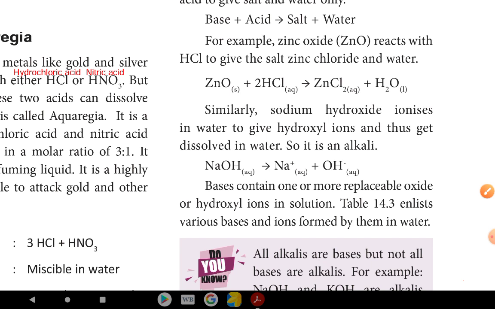ZnO, zinc oxide, plus 2HCl, when it reacts, what does it give, children? It gives the salt called zinc chloride. What's the name of the salt? Zinc chloride, ZnCl2, plus water. This is a salt, zinc chloride is a salt, and you get water. So zinc oxide is a base because it reacts with an acid to form salt and water. Do you understand?